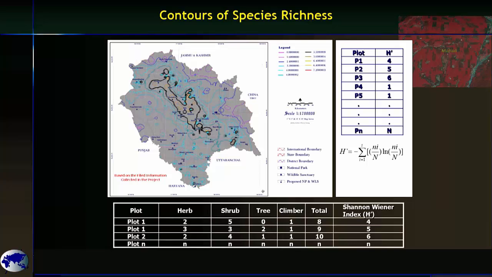In some plots, you can see that these are the areas where the species richness is very high. Richness means you have more herbs, more shrubs, trees, climbers, like that. If the number is high, it means within that 20 meter by 20 meter plot, the density is very high. If density is high, richness is high. If richness is high, you can have those contours which can show the entire area.